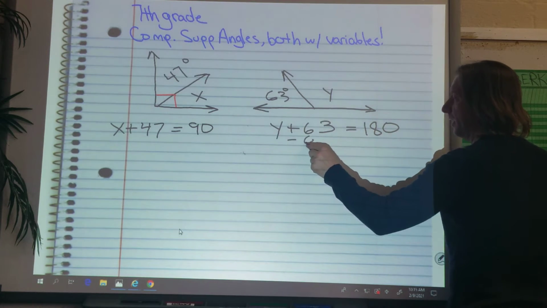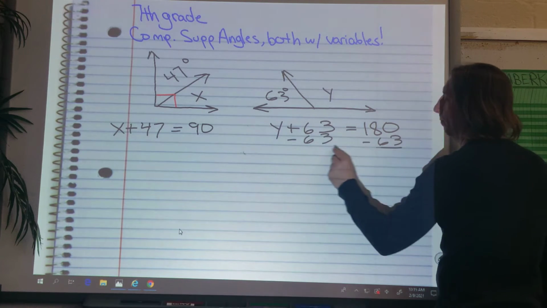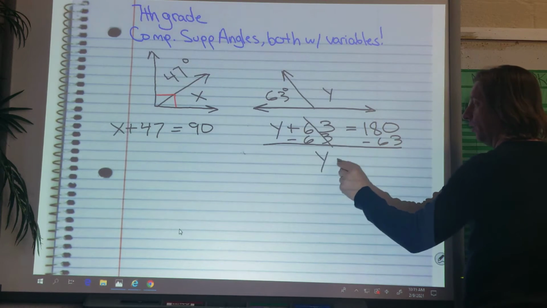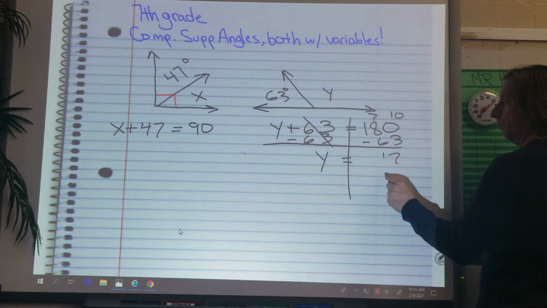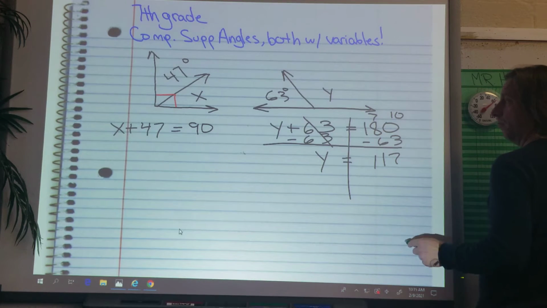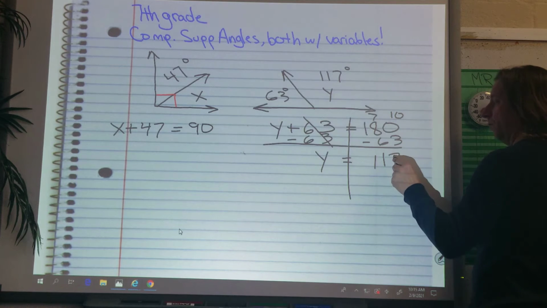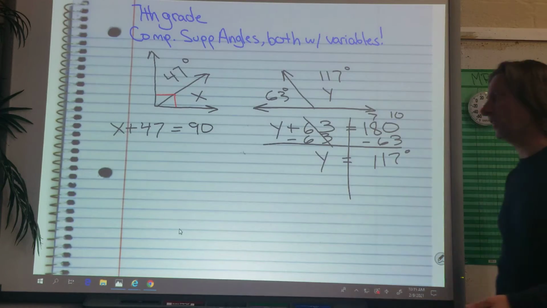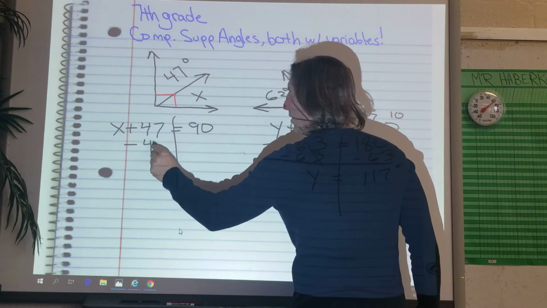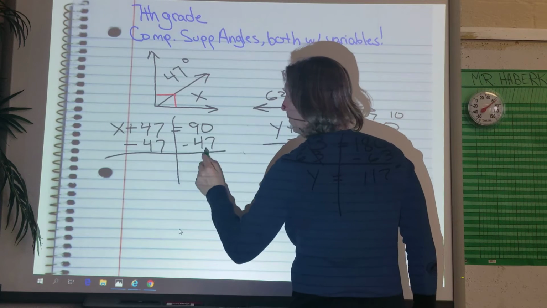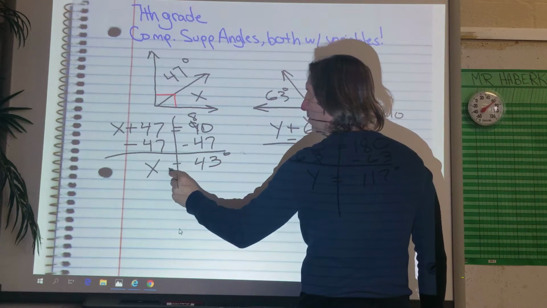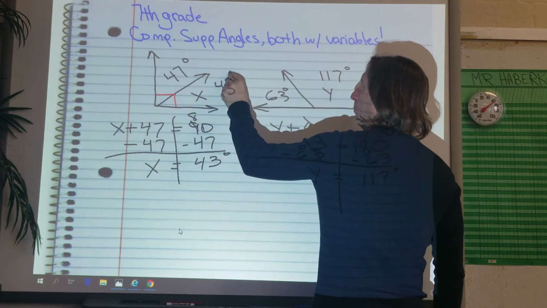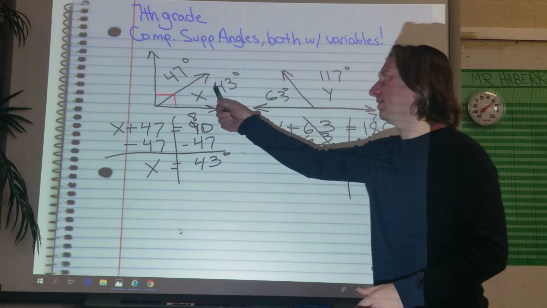So for example, if I subtract 63, those cancel out, and I get y equals, I forgot to draw my line. 117, right? And if I add those up, they should equal 180, and they do. Okay? Same with this one. Draw my line, subtract 47. This one is x is 43, right? And those two should add to 90.